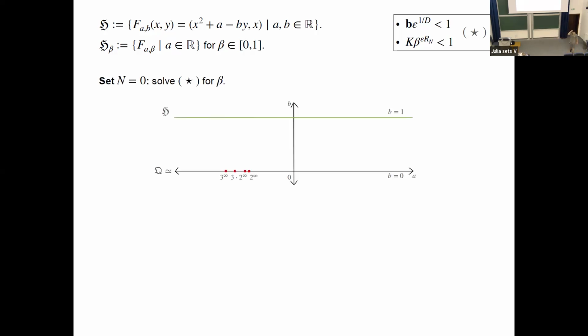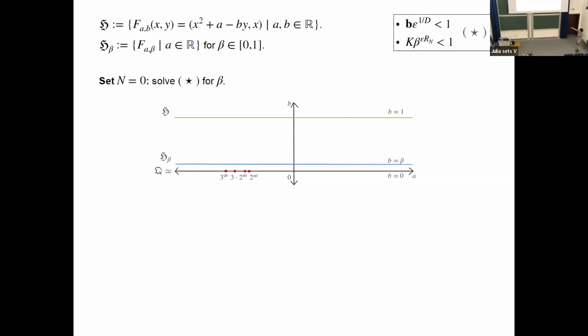Let's try to apply it to our Hénon-like family in order to get this kind of non-perturbative convergence. The first thing that you can do is set n in this equation to be equal to 0. So if n is equal to 0, then this Rn, which is the period at the nth level, is going to be 1. So you just want to solve for K beta to the epsilon being less than the bound. That will determine some beta small enough so that this will be true.